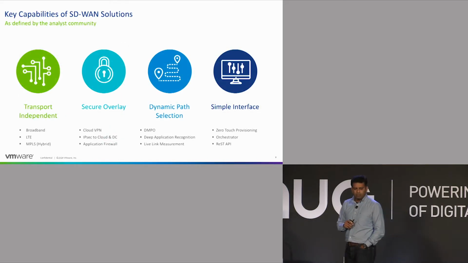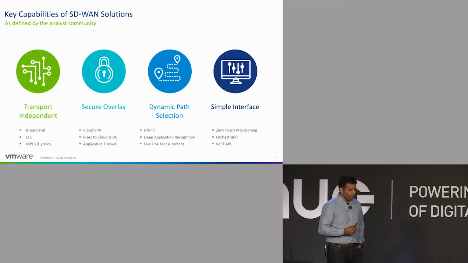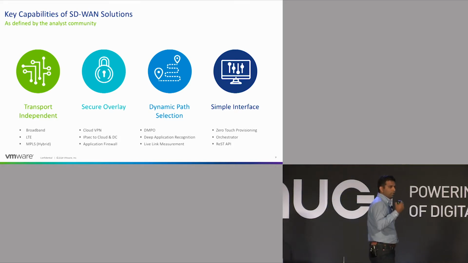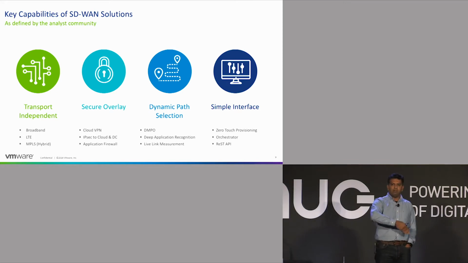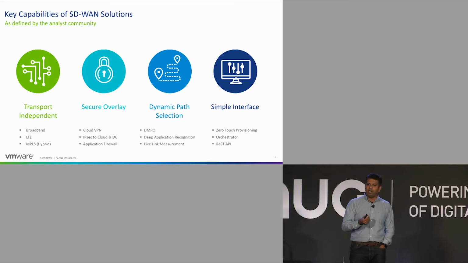So the key capabilities of an SD-WAN, right? It should be transport independent. When you deploy a particular SD-WAN device at a branch, you will have MPLS, you will have internet, or you will have LTE connections. So it should be transport independent of what kind of connections go out to the internet, right? And also provide a secure overlay, right?